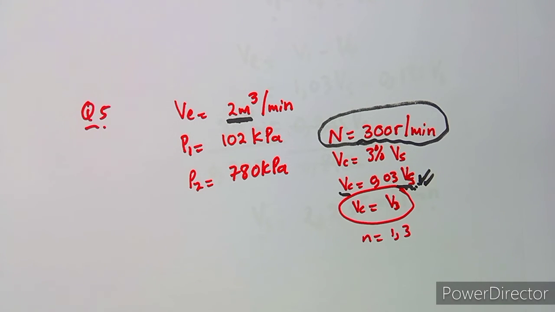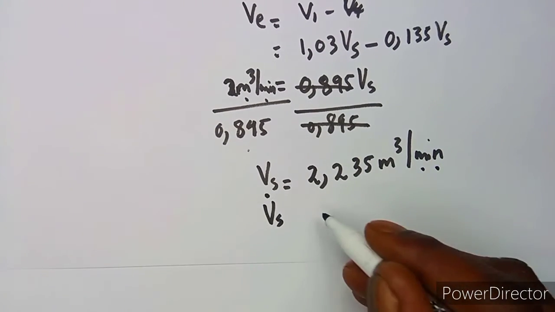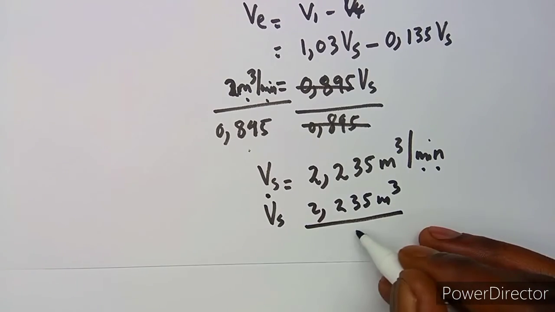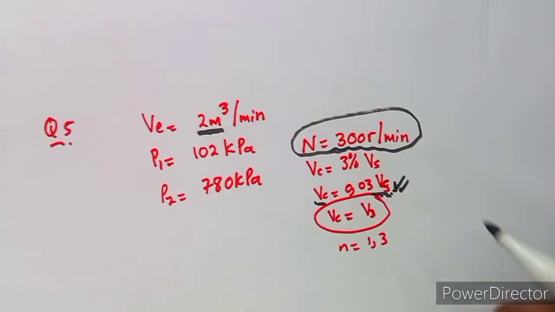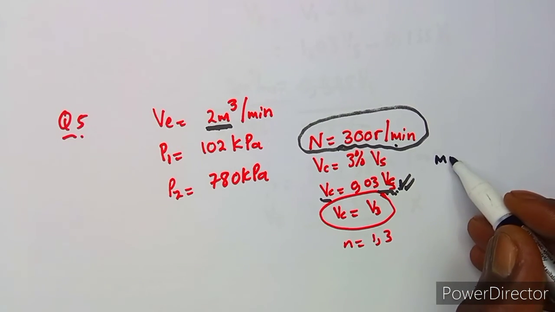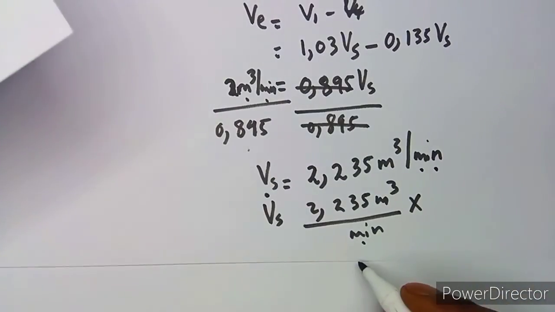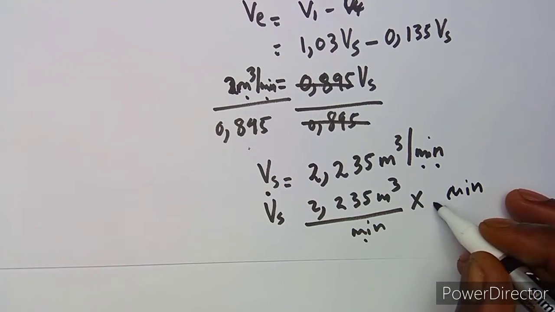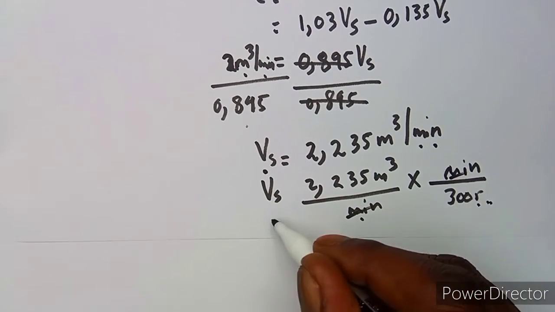This is the one that can help us to cancel the per minute that we have. In order for us to do this, guys, per minute means like this. Let me write it this way. It means 2.235 cubic meters over a minute. To cancel this per minute, this rest per minute must be written like this: minute over 300 revs, so that minute and minute can cancel. 300 revs is just a complete revolution, so it does not affect anything.